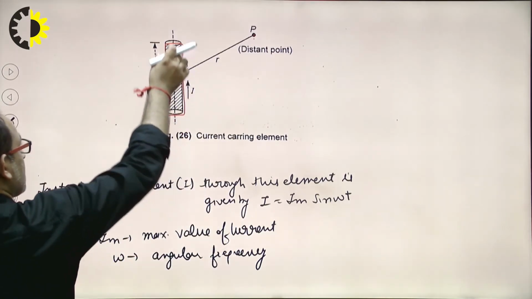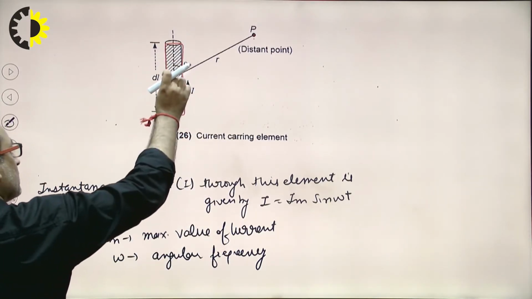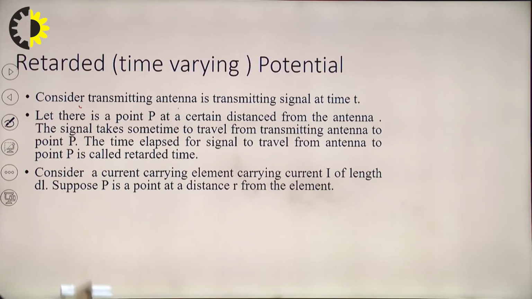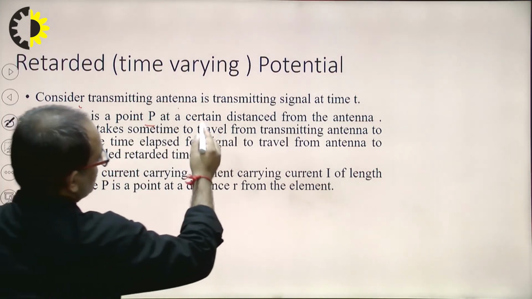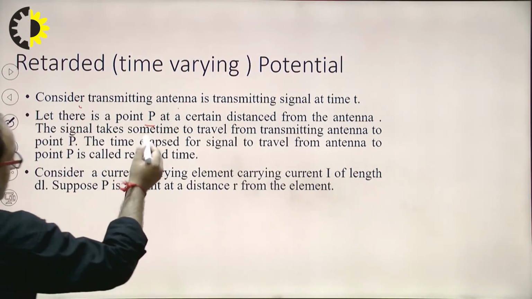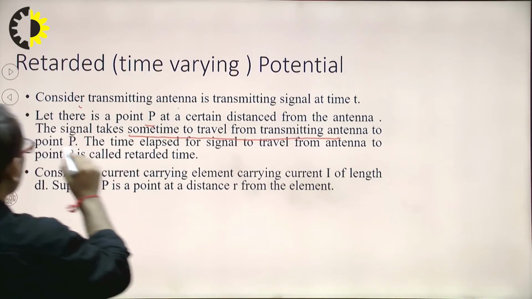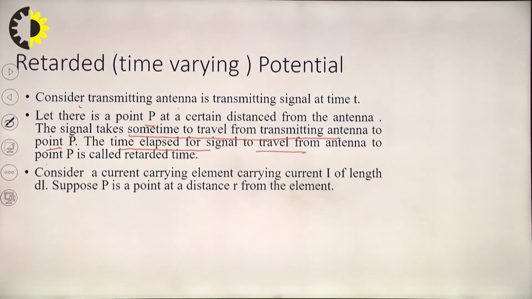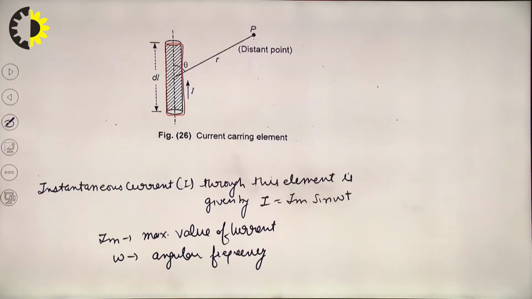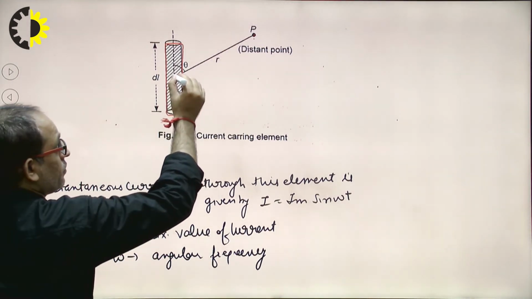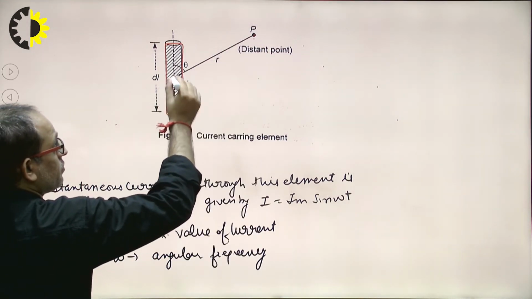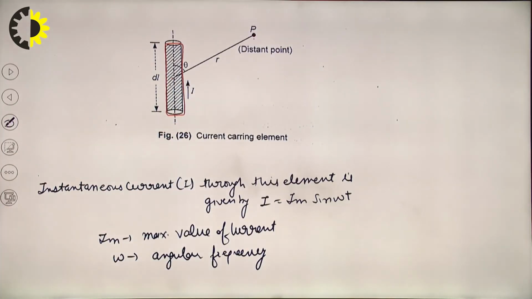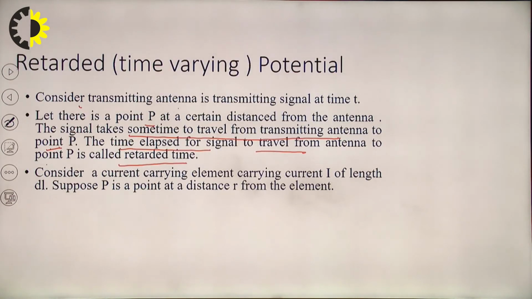So let's consider the transmitting antenna is transmitting a signal at point T. At point P, a certain distance from the antenna, the signal takes some time to travel from the transmitting antenna to point P. The time elapsed for the signal to travel from antenna to point P is known as the retarded time. It means the time taken by the current element or by the charge to move from here to this point is known as the retarded time, clear.